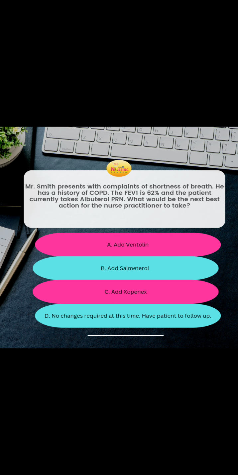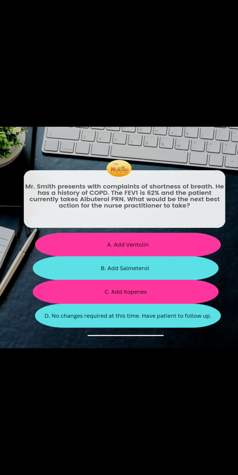All right. So again, stem of the question first. I always tell y'all to read the stem first, just so it slows you down. It allows you to look at the actual question and make sure that you are answering exactly what they're asking you, instead of us creating our own scenarios, right? So what would be the next best action for the nurse practitioner to take? This patient is having shortness of breath. He has a history of COPD. His FEV1 is 62%, and he's already taking albuterol as needed.